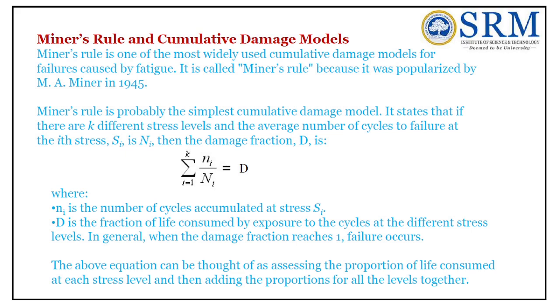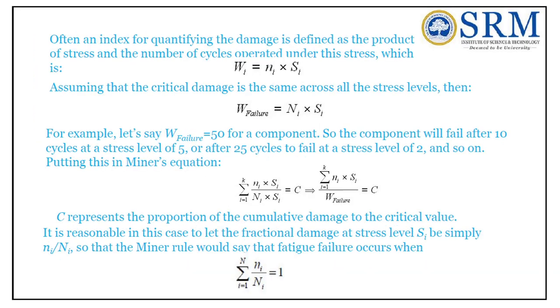It is expressed in terms of sigma i = 1 to k of n1 divided by N1, which is equal to D, where ni or n1 is the number of cycles accumulated at stress Si, and D is the fraction of life consumed by exposure to cycles at different stress levels. The above equation can be thought of as assessing the proportion of life consumed at each stress level and then adding the proportions for all the levels together.